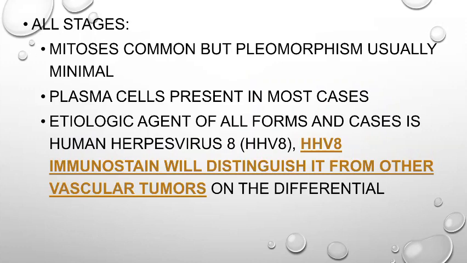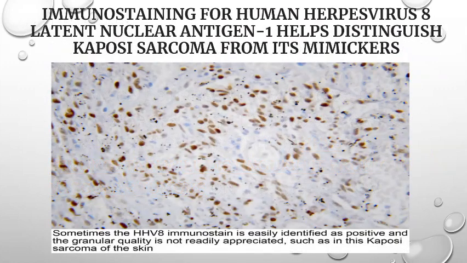Yes, and we can distinguish Kaposi sarcoma from angiosarcoma mainly through immunostaining. Immunostaining for human herpes virus 8 latent nuclear antigen 1 helps distinguish Kaposi sarcoma from its mimickers.